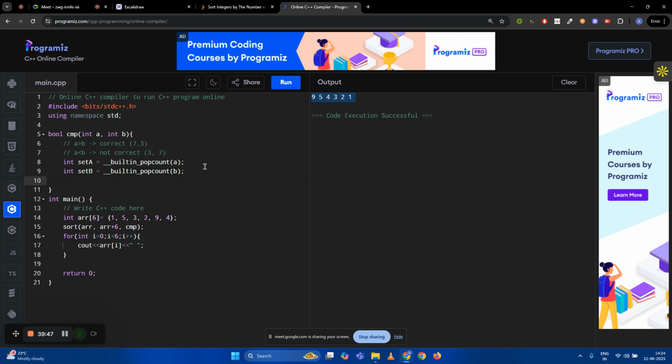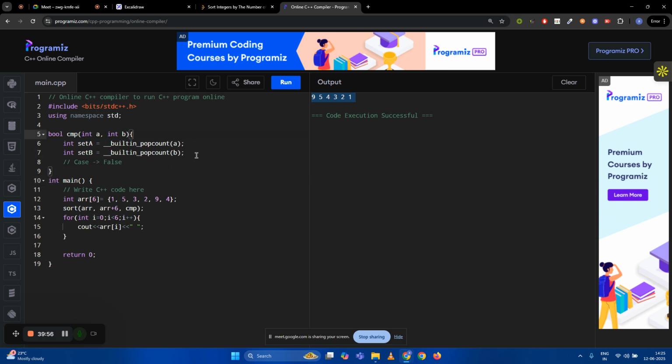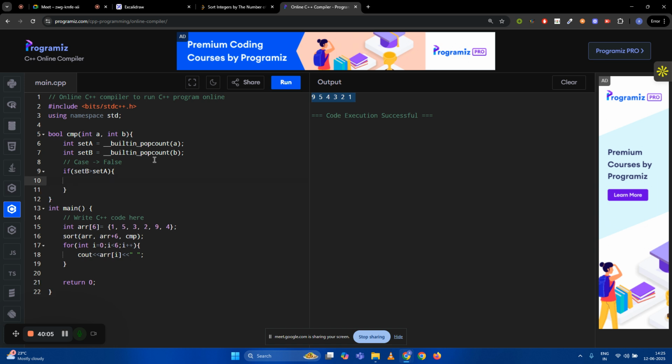Now we will first write the case of false, meaning the case in which we have to swap. So if the number of set bits in B is greater than the number of set bits in A, should we swap? Yes or no? Tell me, if the number of set bits in B is greater than in A, should we swap? So what is the value? Return true or false?